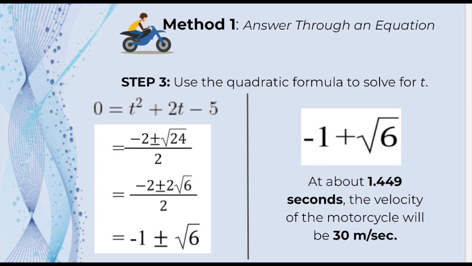However, because this is a real-life situation where we're dealing with a motorcycle speed, we reject the negative number because it's not realistic, leaving us with the answer on the right side, which is -1 + radical 6. This is equal to about 1.449 seconds, which means that the velocity of the motorcycle will be 30 meters per second at about this time.